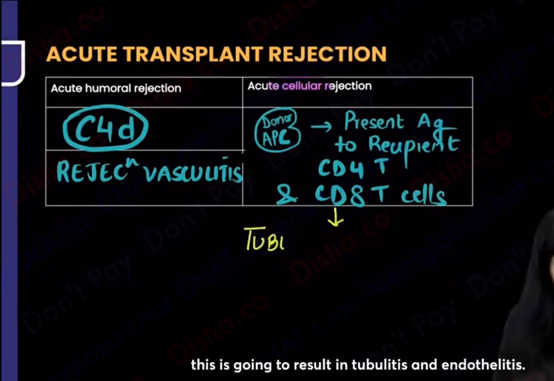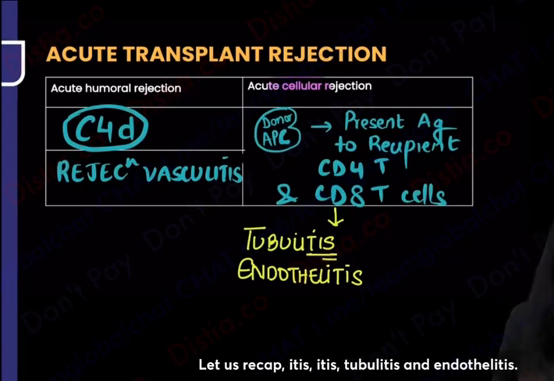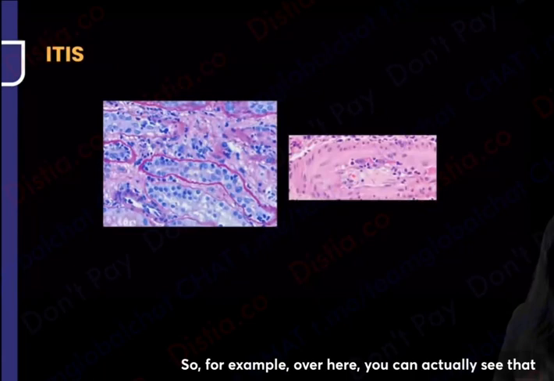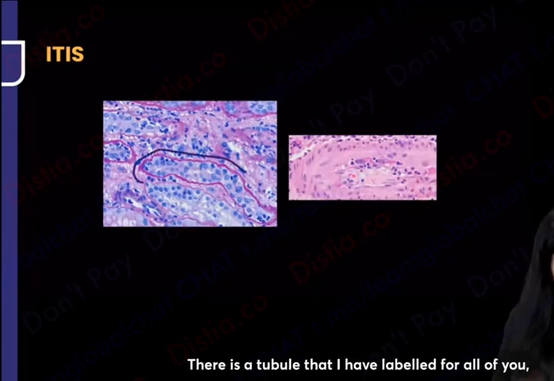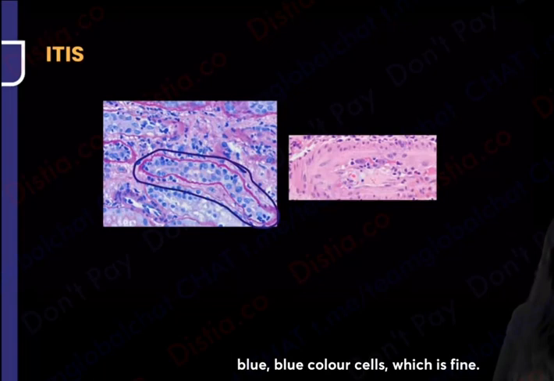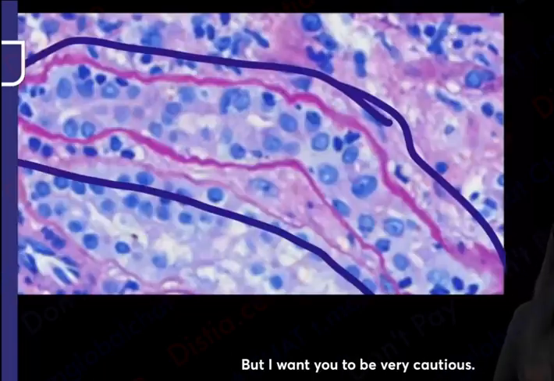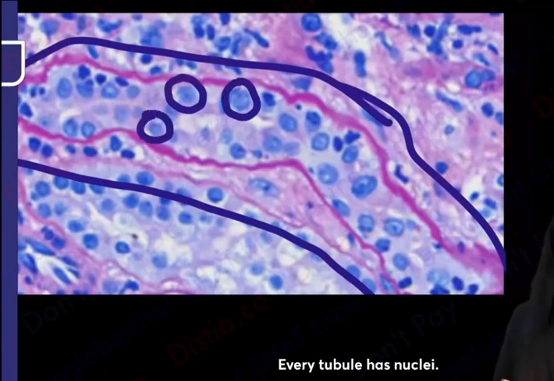This is going to result in tubulitis and endothelitis. Let us recap: itis, tubulitis and endothelitis. So for example, over here, you can see a tubule that I have labeled for all of you, and the tubule has those blue color cells, which is fine. But I want you to be very cautious. Can you see, there is a routine, every tubule has nuclei.